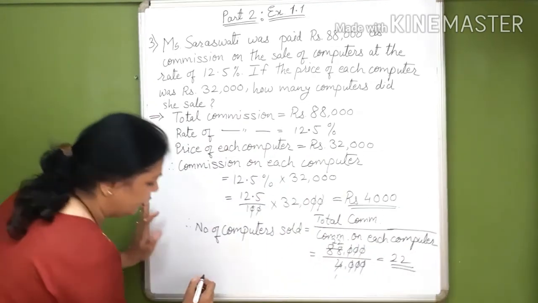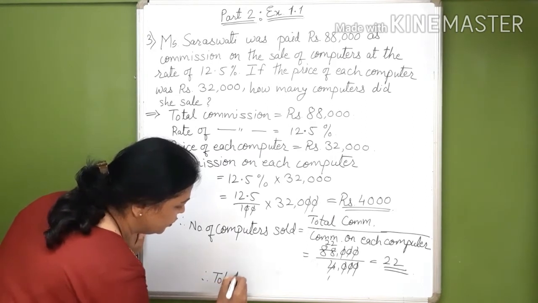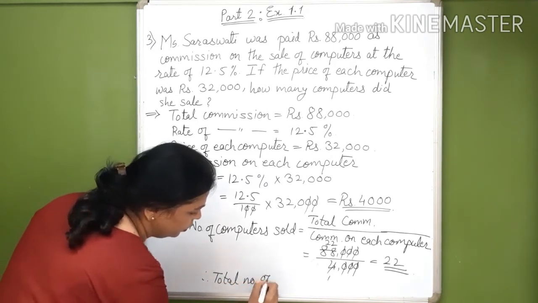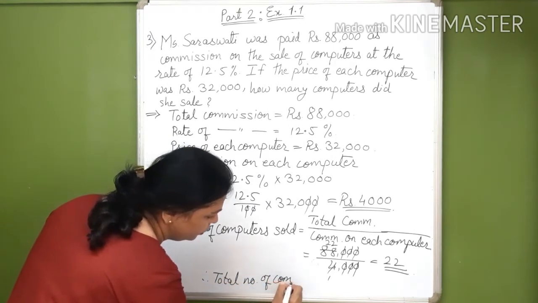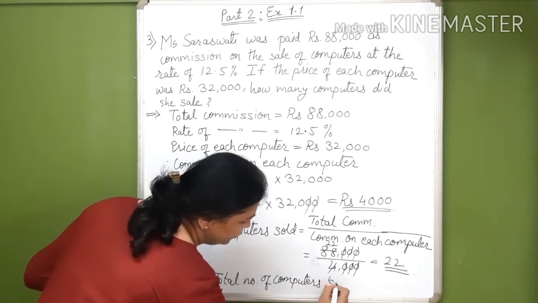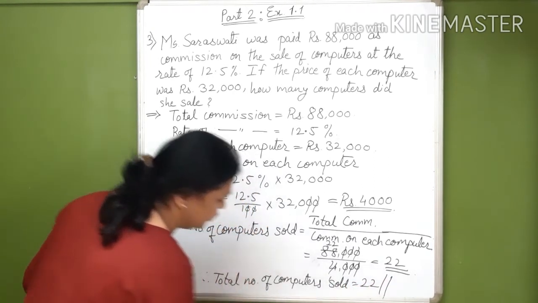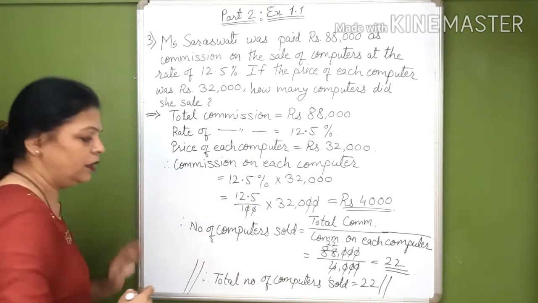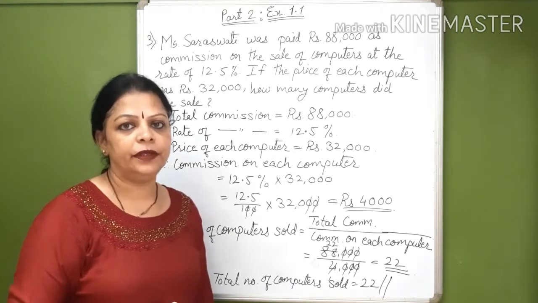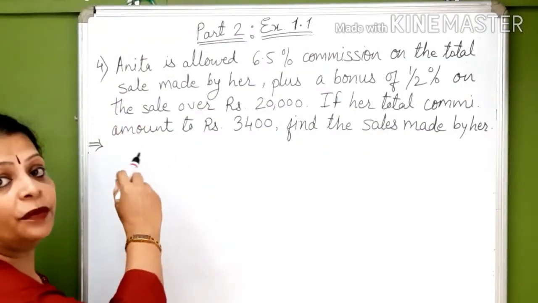Understood? Therefore, find the final answer. Therefore, total number of computers sold is equal to 22. So that's your final answer. Fine. Let's move to the next sum. So let us start the fourth sum.